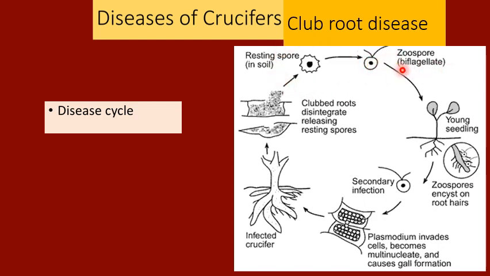Then zoospores can enter into the plant roots through the root hairs or wounds, and can enter into the plants. Thereafter, the secondary infection can happen. Then Plasmodium invades the cells, and they are multinucleate, and they cause the gall formation. And again, we can see the infected crucifer here. Like that, you can understand the simple disease cycle by seeing this.